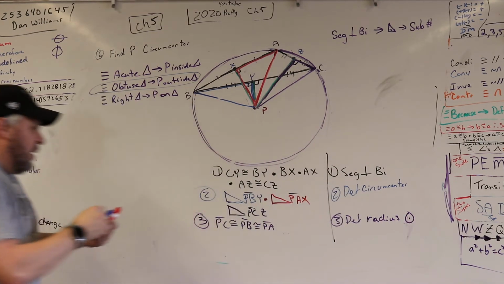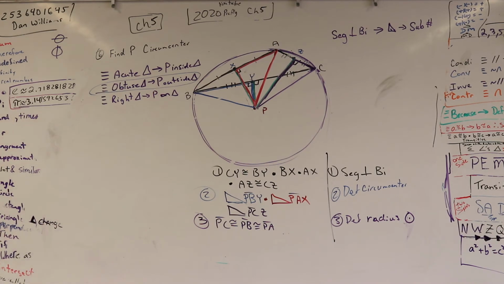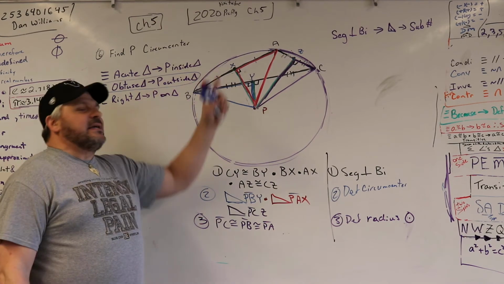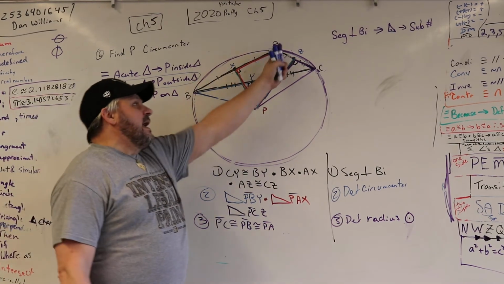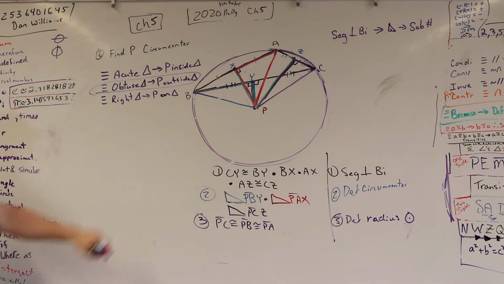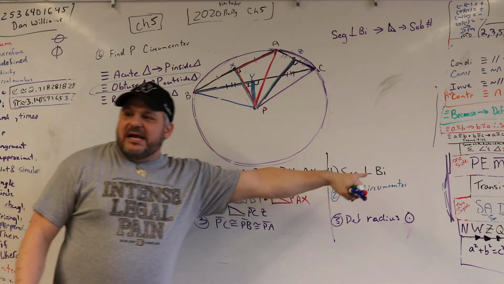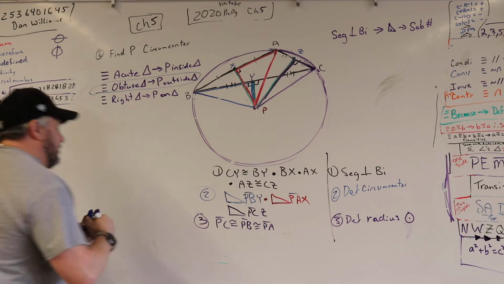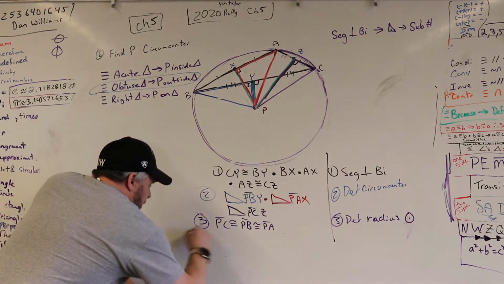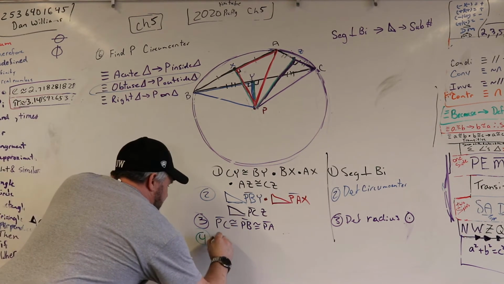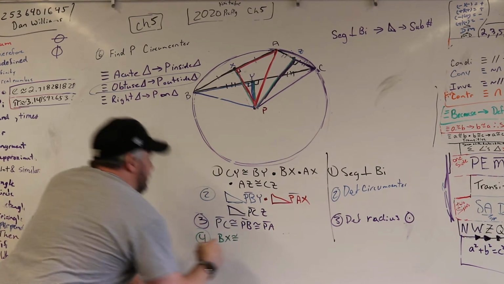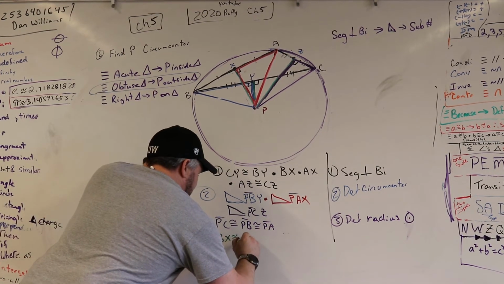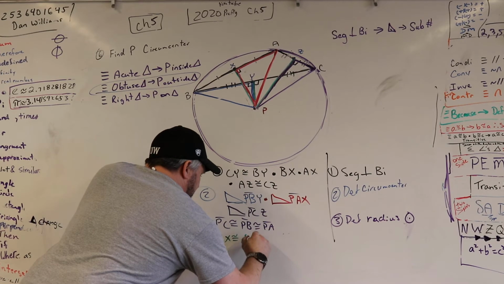Sorry about that. Next, the other thing we need to know is that BX is congruent to AX, right? Because we cut that in half. That whole segment of the bisector thing. So I can do it in green, level 4, which is BX is congruent to AX.